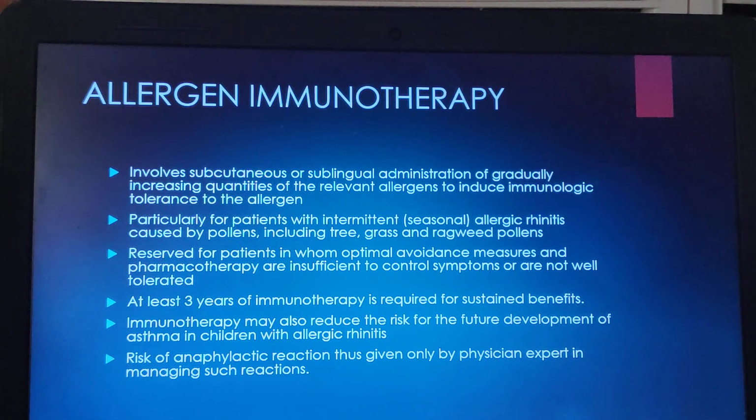Also, it should not be given as a first-line therapy. It should be reserved for those patients who have failed other measures of treatment. The treatment with allergen immunotherapy should be done for at least 3 years to get the sustained benefit. It should not be stopped in between. And immunotherapy also reduces the risk of development of asthma in children with allergic rhinitis.